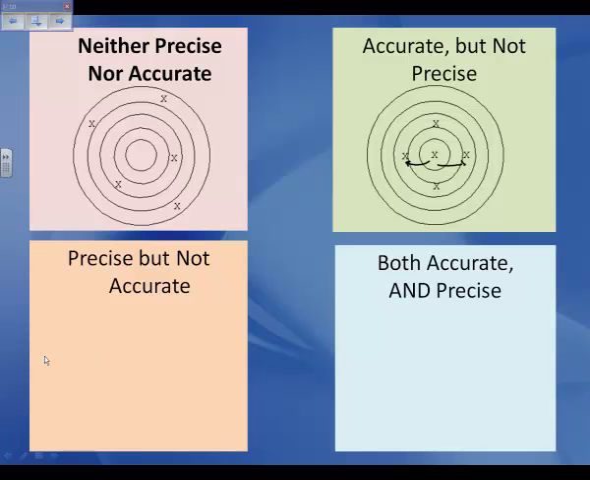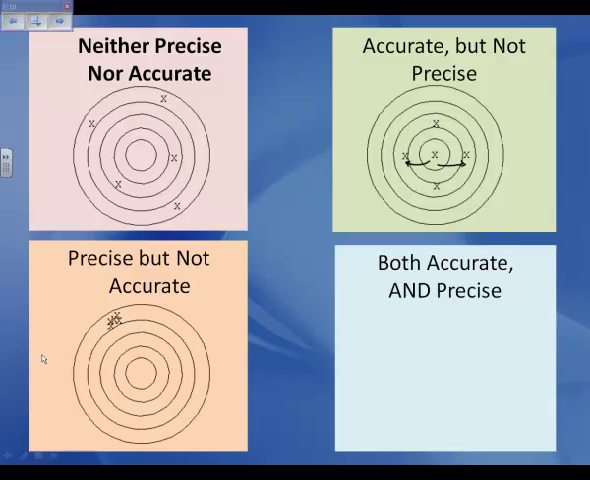Now this is precise but not accurate. We're hitting the same spot over and over again here, but it's not toward where we want, the bullseye. If you were using a rifle here, you would adjust your scope to bring it down and toward the center, and then you would be back to accurate and precise. Or you might just adjust your aim. This is how I shoot in archery every single time, so I have to aim down and right to hit the target.